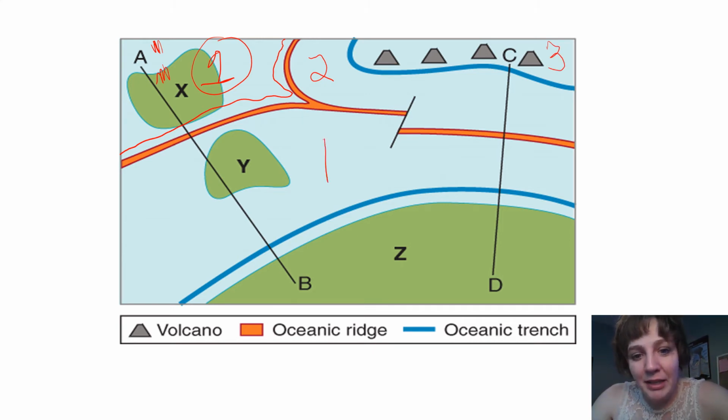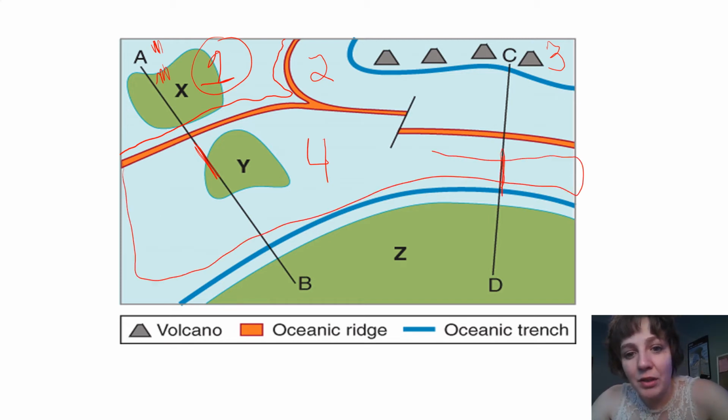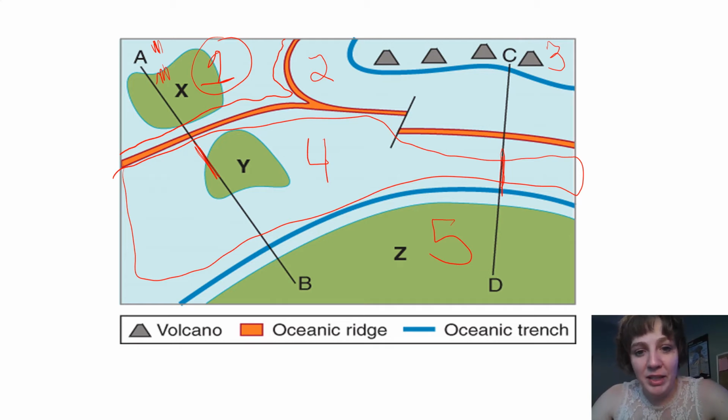Another plate here. This line is not a boundary. We'll get into that line later. For now, we can just ignore that one as well as this. And all of this here is plate 4. And over here is plate 5. 1, 2, 3, 4, 5 different plates separated by various different plate boundaries.